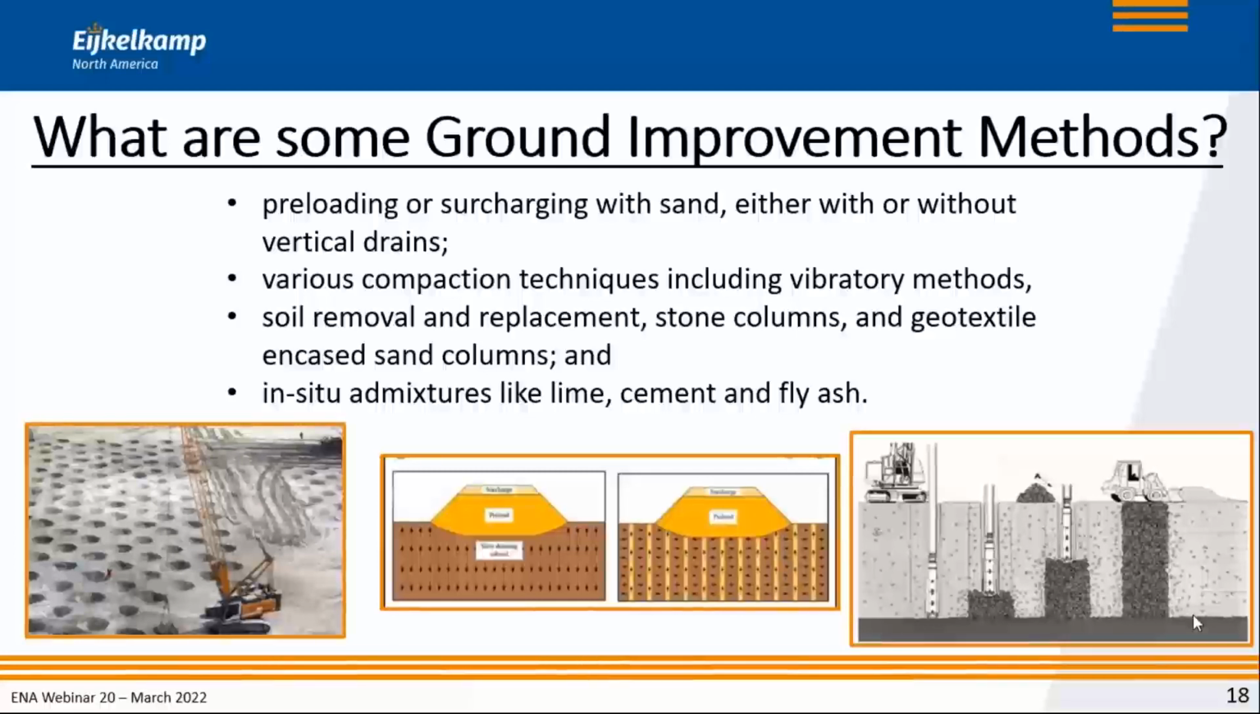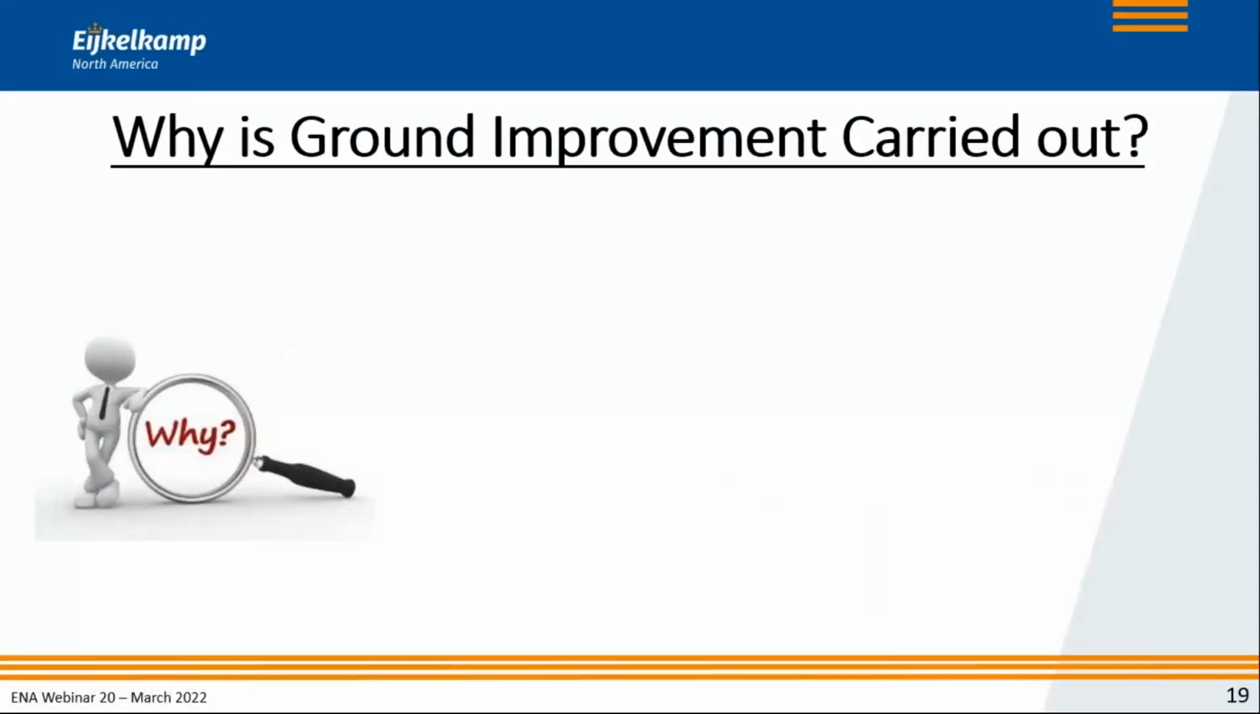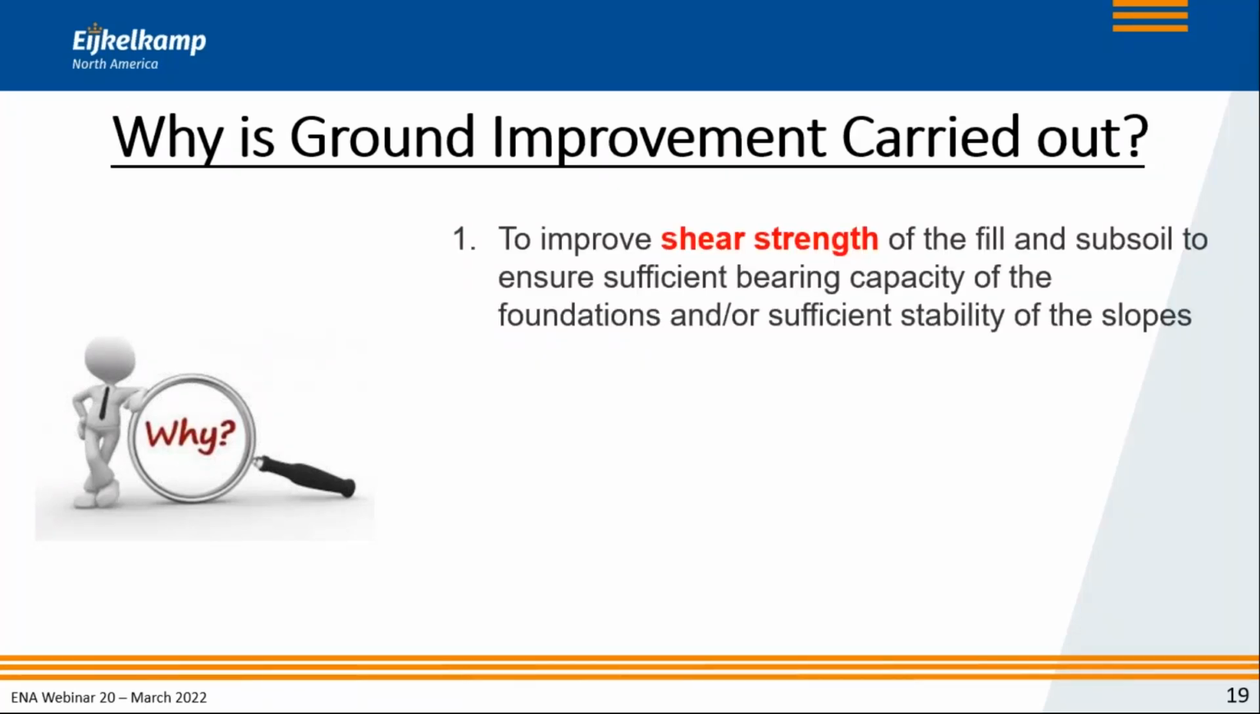Now, I'm not saying that with CPT you can actually identify which soil improvement method you have applied, but it does tell you something about what is happening with the soil. Because as you're going with this whole thing, you can figure out why ground improvement is really carried out. And there are really four aspects that I want to focus on today. First, probably foremost, is that you want to improve the shear strength of the fill and the subsoil so that you have sufficient bearing capacity. That's one of the major things that you are trying to achieve, to improve the strength of the soil.